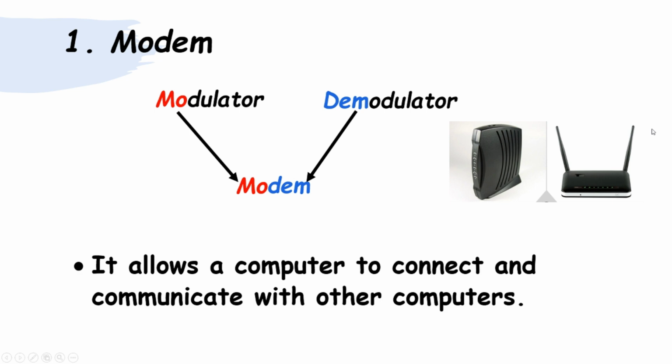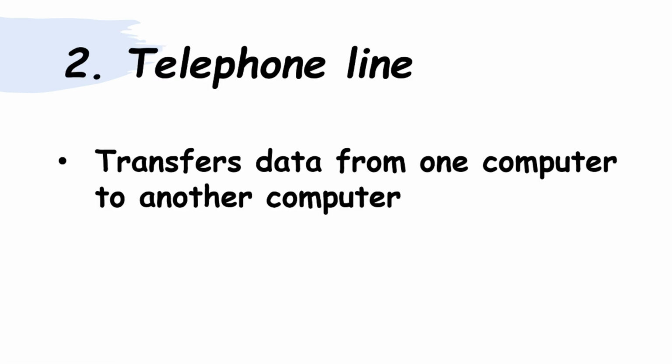So a modem allows a computer to connect and communicate with other computers. Modem is giving us the connection. Right. The second one is the telephone line. The telephone line transfers data from one computer to another computer. These telephone lines may be wired or wireless. You just understand these and keep the four requirements in your mind.